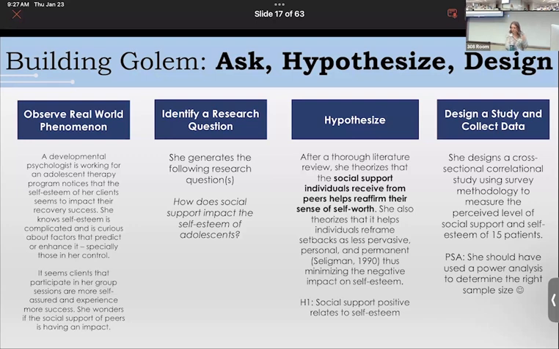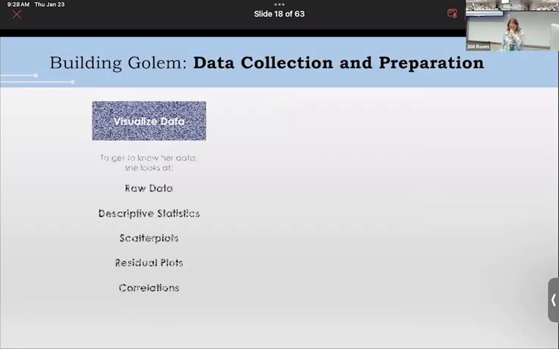So she designs a cross-sectional, that means at one time, correlational design, meaning she's just gonna collect data via survey, using survey methodology to measure the perceived level of social support and self-esteem of 15 patients. PSA, she should have used a power analysis to determine the sample size, because 15 is not enough. The reason I did 15 was so we could look at all the data on a slide. Got it? That's it. All right, data collection and preparation.